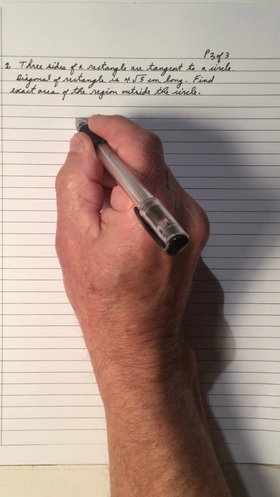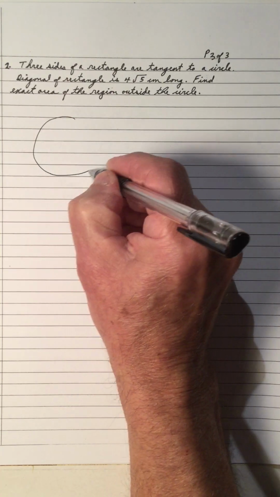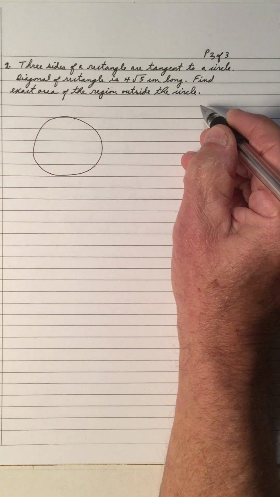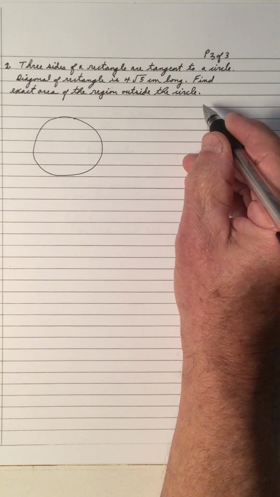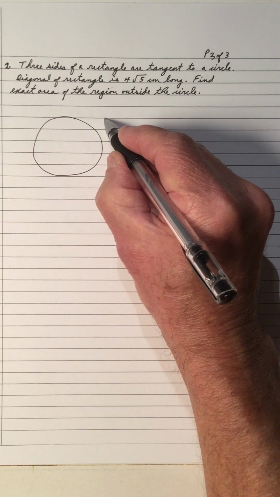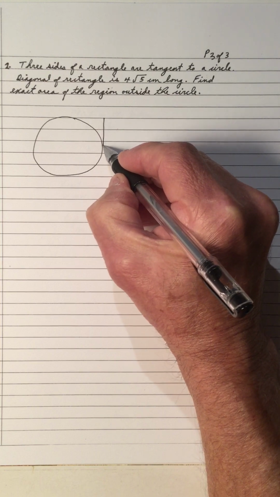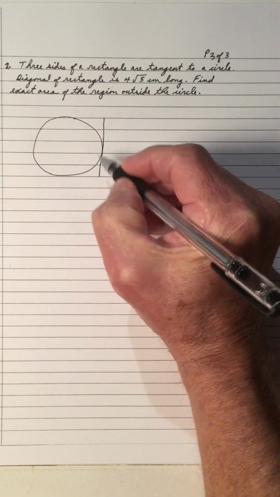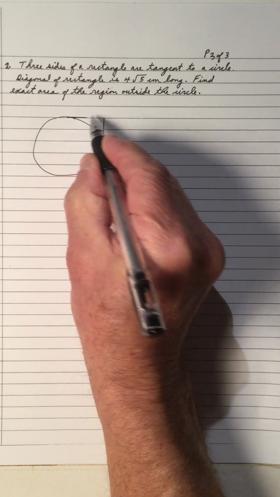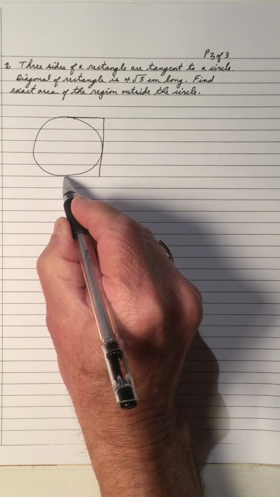You have a circle. Okay. 3 sides of the rectangle are tangent to the circle. So tangent is 3 sides, one right here. And this one is coming in here, tangent. And this one is tangent.